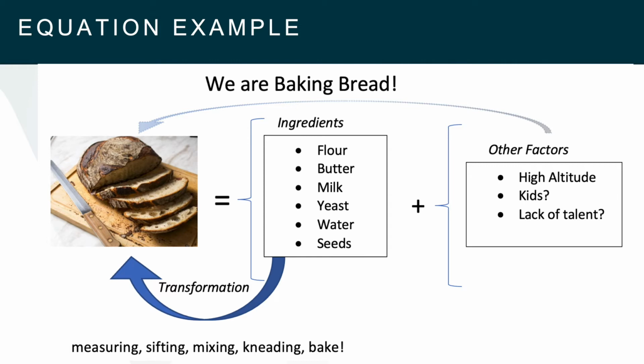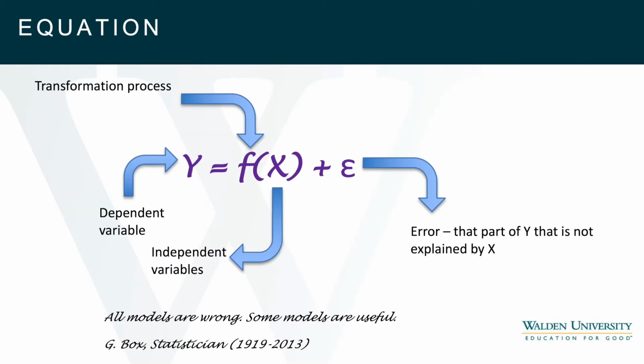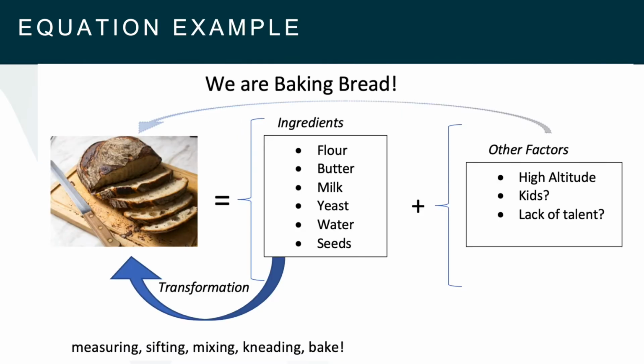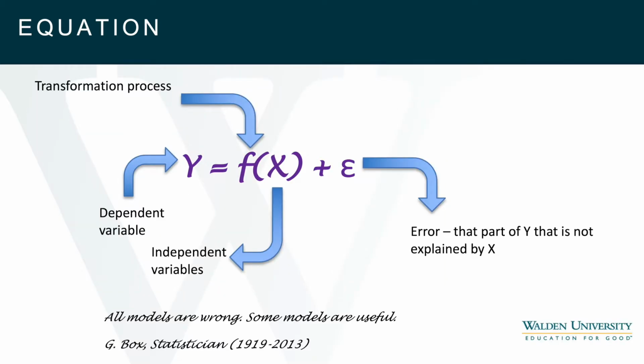Those ingredients together are the x's. Those are the independent variables that we are going to transform. Remember the f function, that is the transformation process. So we are going to measure our flour and all our ingredients. We're probably going to sift some of those items together. We're going to mix, we're going to knead, and then we're going to put it in the oven and we're going to bake. And hopefully that will result in the y, the outcome, because that's our dependent variable. We're hoping that we will get a beautiful bread out of the oven.